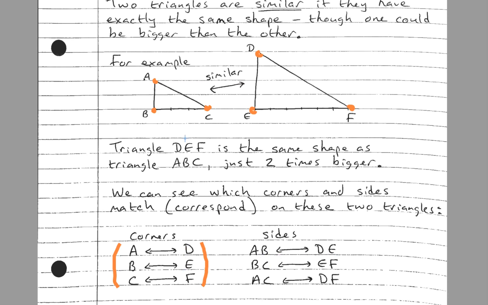We can also match the sides. So this side AB matches this side DE. It's the same thing really. A matches with D and B matches with E, so AB matches with DE. The two bases match, and this is a right angle triangle, so the two hypotenuses, the two longest sides, match. So when you have two similar triangles, you can match up the corners and the sides.